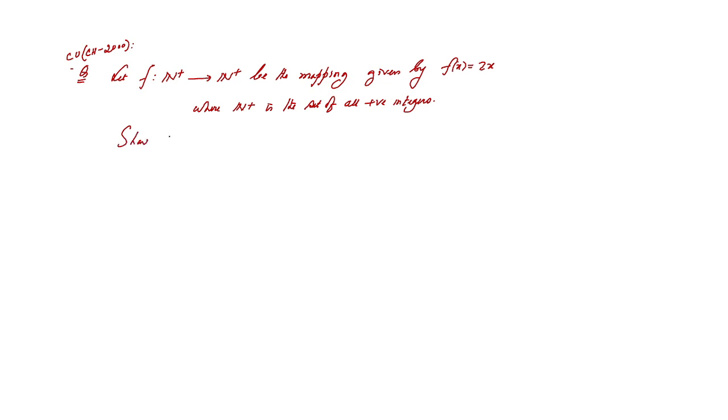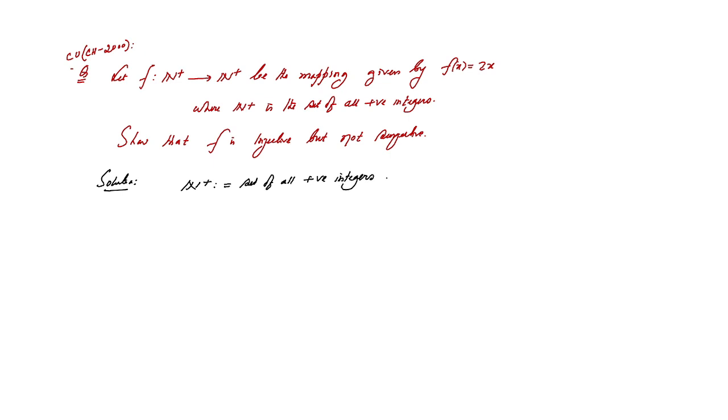So what we have to show is that f is injective but not surjective. Now we'll come to the solution. What is N plus here? N plus represents the set of all positive integers. So what exactly do we mean by the set of all positive integers? 1, 2, 3, 4 and so on.